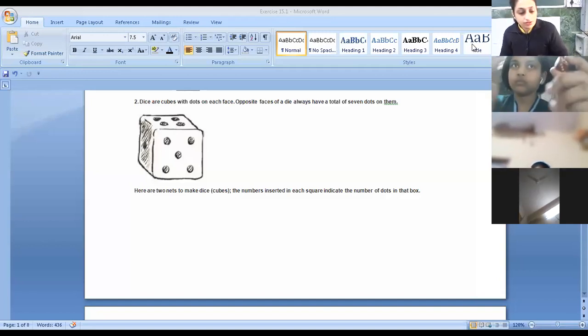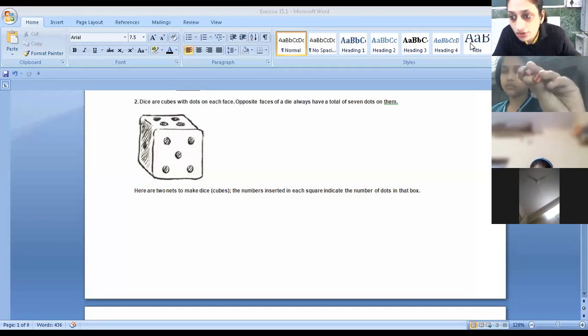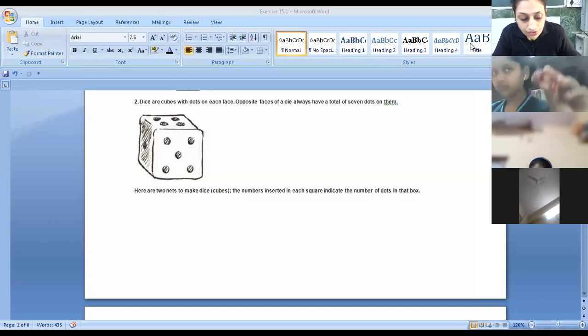Question number 2 is, dice are cubes with dots on each face. On each side of a dice, you can see the dots are there. Have you ever checked that on the opposite sides of your dice, when you count, the total is always 7?